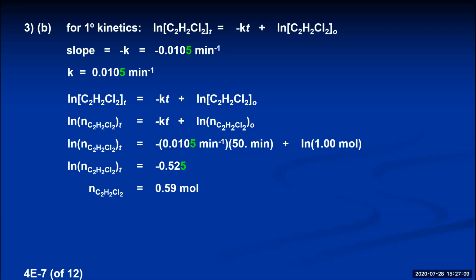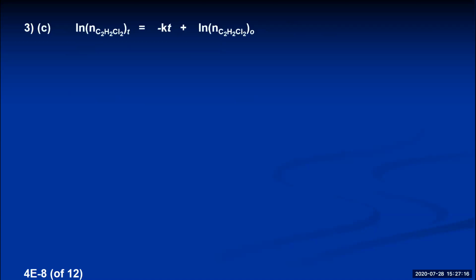C says, how long will it take half of the trans compound to decompose? So to do this, you're going to wind up making up a number here. If we take this equation, and we know that the initial amount of moles of the reactant is 1.00 moles. If we're trying to solve for the time it takes for half of it to react away, t is the variable, but on the left side of the equation, the moles of C2H2Cl2 at time t has to be half the original amount. That value is going to be 0.50 moles.